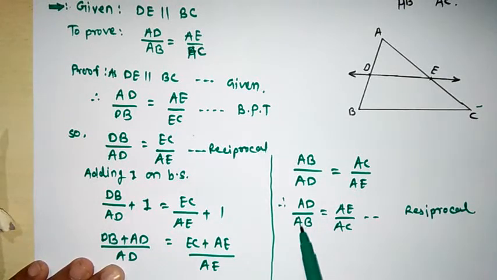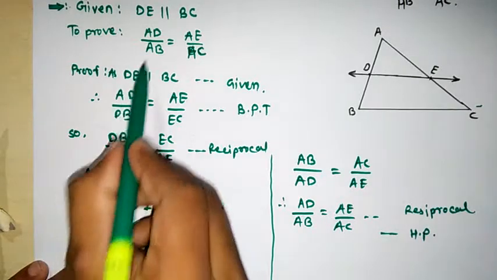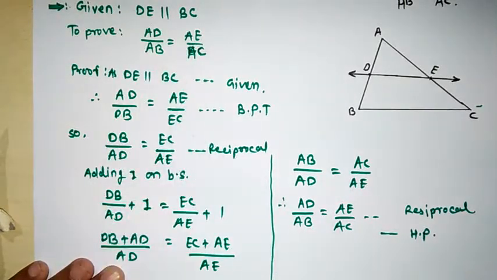Okay, therefore we got AD by DB is equal to AE by EC. Hence proved. यही चाहिए था ना in the proof. AD by AB is equal to AE by AC. That only we got. Hence proved.